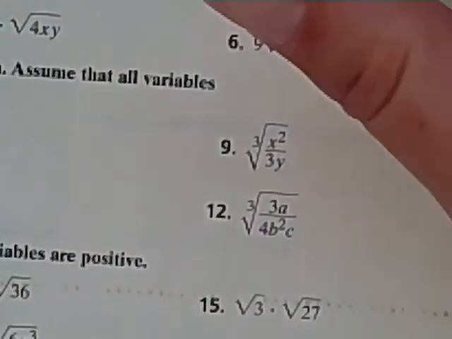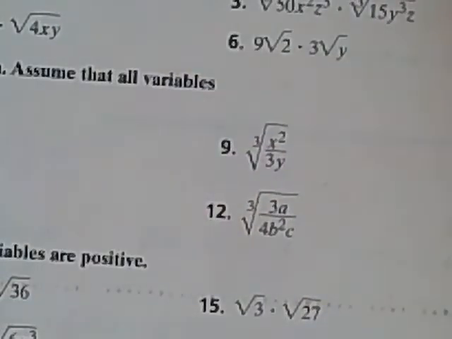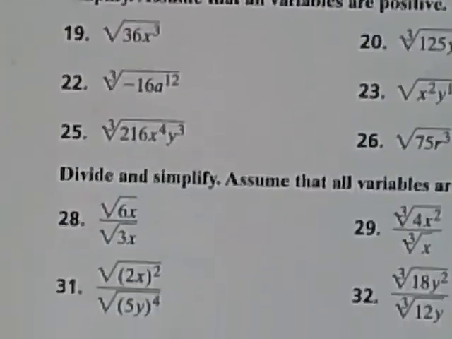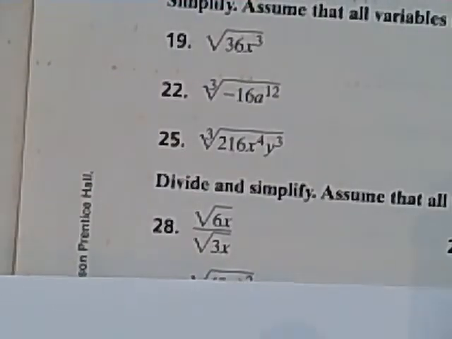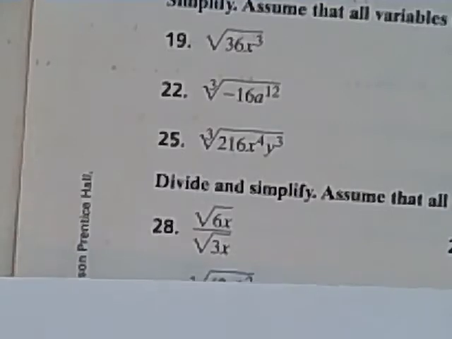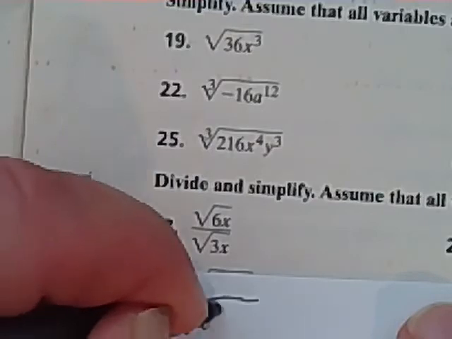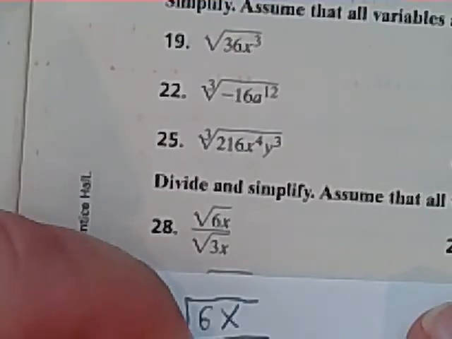On your homework, I don't think any of your problems ask you to rationalize, but I want to show you how to do it anyways, because sooner or later you ought to know. So number 28 here is an example of dividing two radicals. Number 28 says the square root of 6 times x divided by the square root of 3 times x.